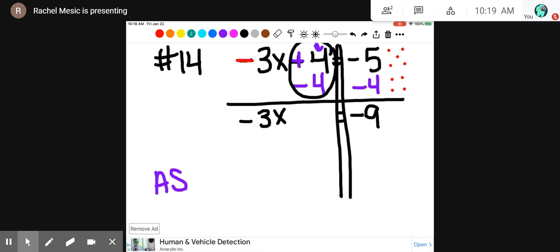Our next step is to multiply or divide. On the left-hand side, it says -3 times x. So the inverse of multiplication is division. We're going to divide by that -3. And when we divide by that number, any number divided by itself is 1, and 1x leaves us with just x. And on the right, we have -9 divided by -3.